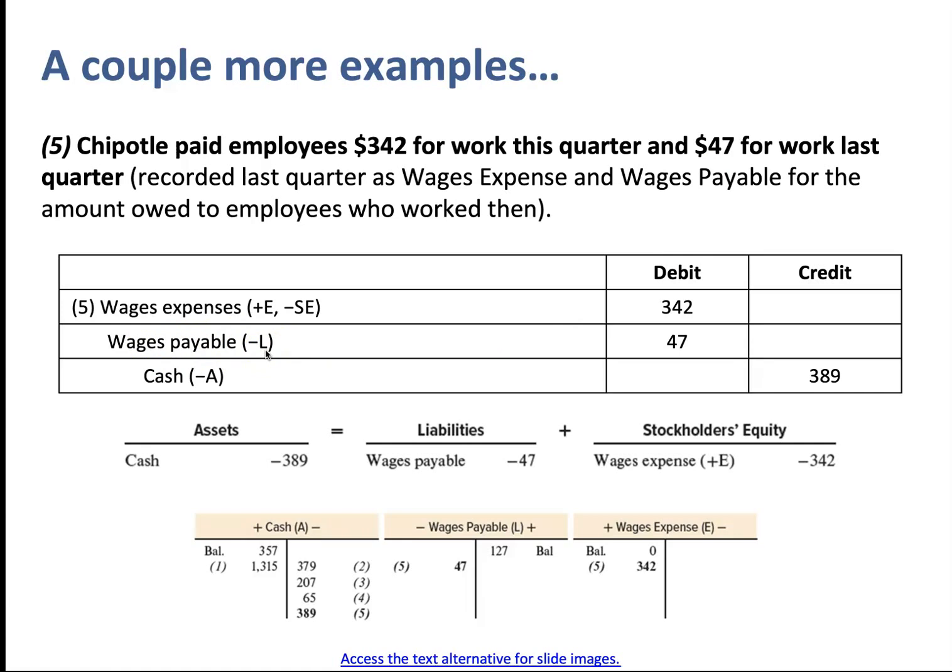What have we been given up, right? That's what have we given up? It's the cash. Reducing an asset $389. So we paid $389. $342 is for current period considering as expense, and then 47 is for the previous period, which is a payoff of the liability.